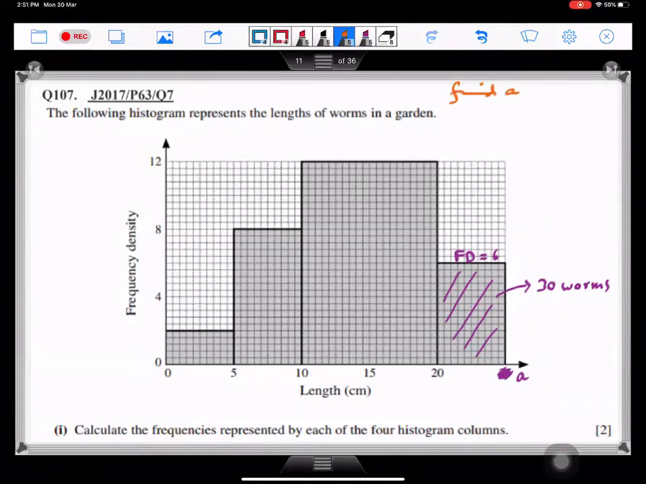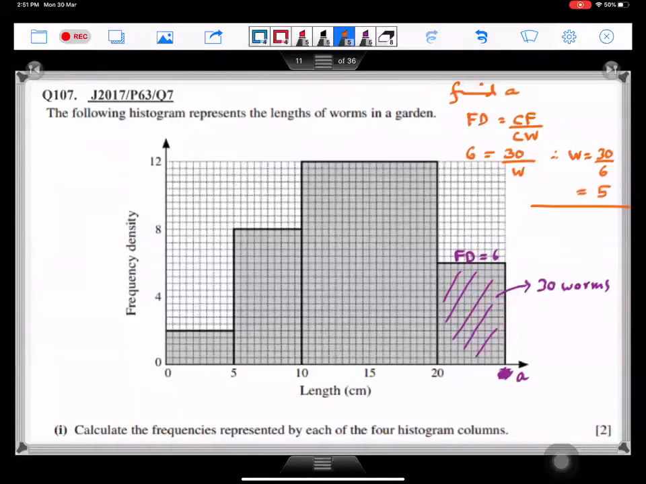So you would say frequency density is class frequency over class width. Let the frequency density be 6, and the class frequency is the number of worms. Class width is W. So therefore, W comes out to be 30 over 6, which comes out to be 5.